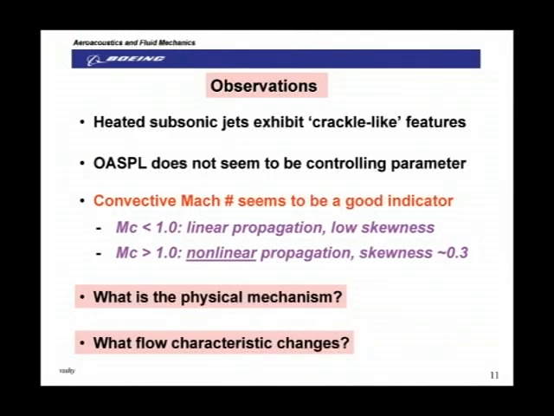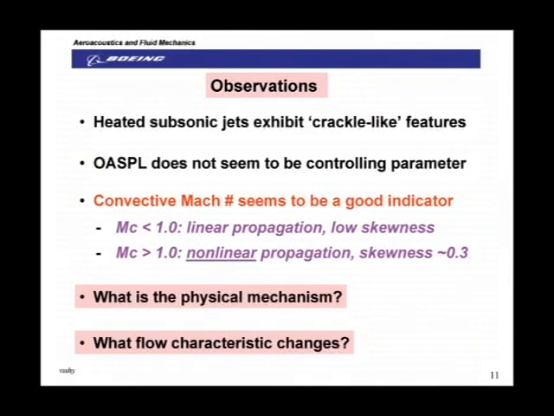Now, this trend has not been picked up for over 50 years of jet noise research. It was really surprising to me, and I would like to offer this as a tribute to the great work of Shon, and I would like to pose the following questions. What is the physical mechanism that causes nonlinear propagation when the convective Mach number becomes supersonic? And what kind of flow characteristics would we see if we could get a detailed picture of the flow?